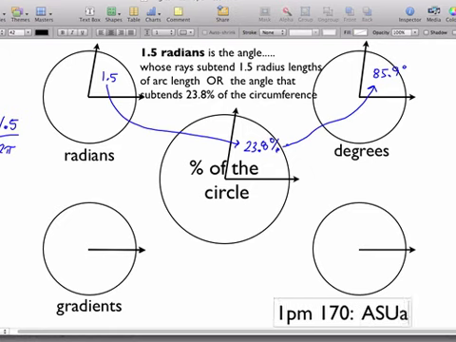ASUs. All right, how many ASUs in a full circle? So we only need to know how to define ASUs. How many ASUs make up a full rotation? 170. Two people said 170. Okay. All right. Yeah, because we're a 170 class. Awesome. So now I want you to find how many ASUs in 1.5 radians. How many ASUs is the same angle as 1.5 radians?